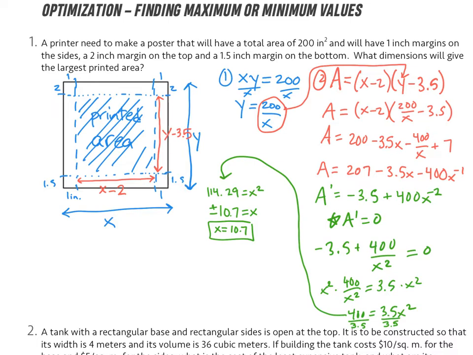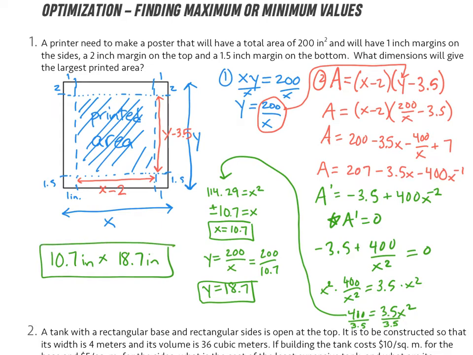We can go up to equation number 1 here, which is already solved for y. Y is isolated right here. So y is 200 over x. So 200 over 10.7. That's approximately 18.7. So the dimensions for this poster will be approximately 10.7 inches by 18.7 inches.